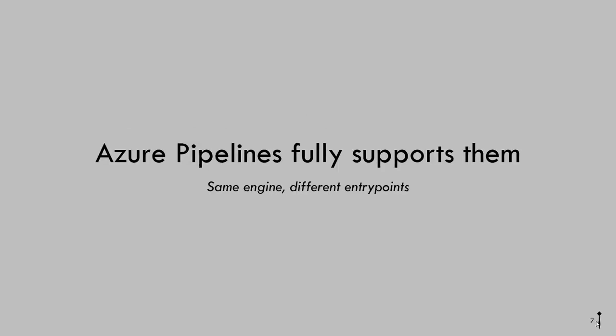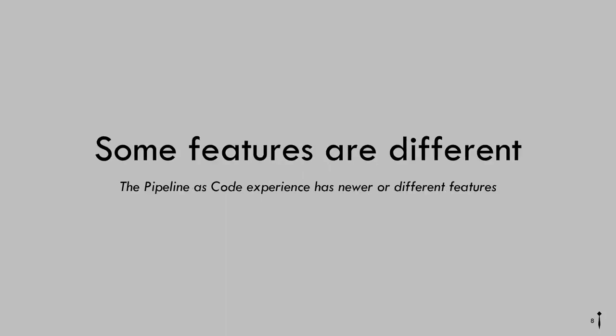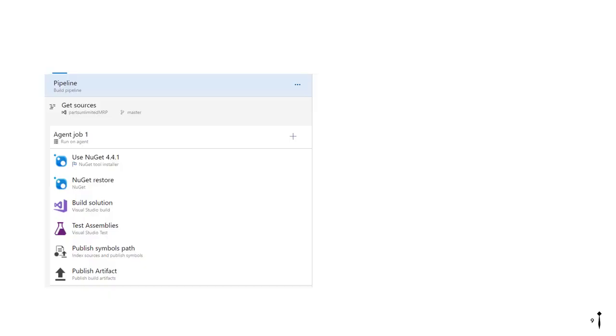As expected, Azure Pipelines fully supports them. It's the same engine with different entry points. If you start looking at an existing classic build or release definition, in the logs you will spot that they're just YAML files that have been referred and called as part of the steps. So it's literally just a different way of consuming the same engine. Some features are different though. The pipelines as code experience has newer or different features, which we will see later on.